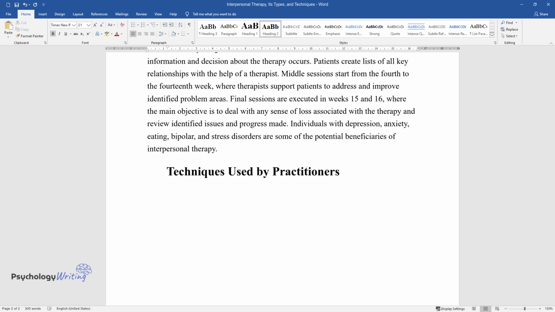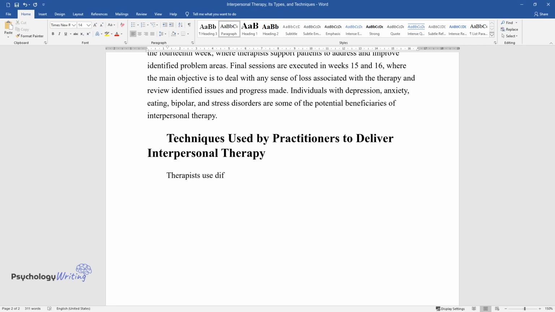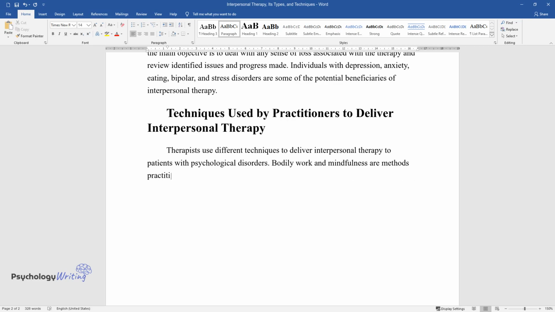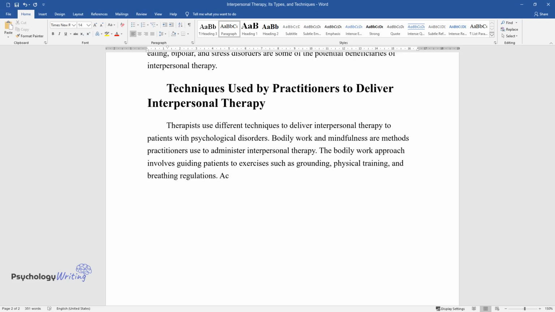Techniques used by practitioners to deliver interpersonal therapy. Therapists use different techniques to deliver interpersonal therapy to patients with psychological disorders. Bodily work and mindfulness are methods practitioners use to administer interpersonal therapy. The bodily work approach involves guiding patients to exercises such as grounding, physical training, and breathing regulations.